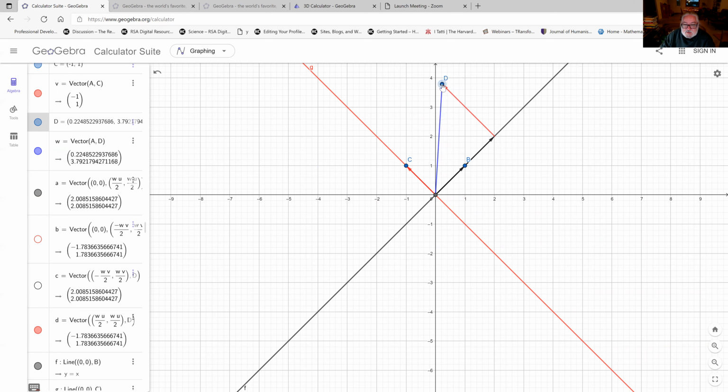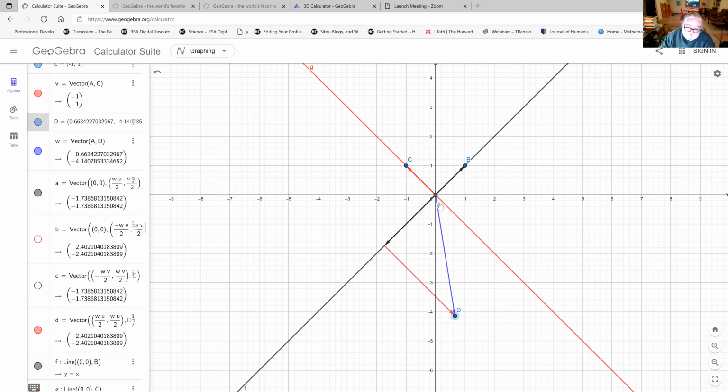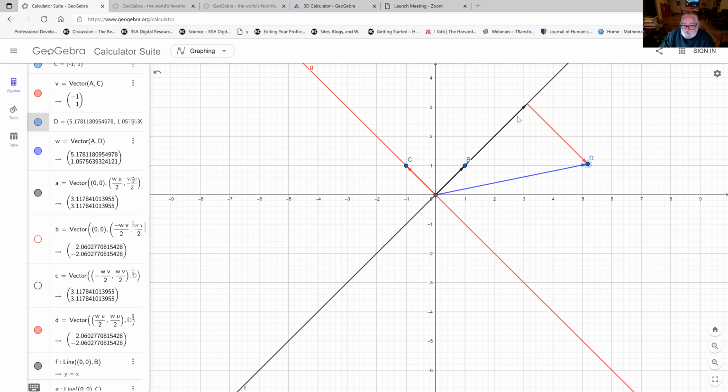And interestingly enough, if D is up in this upper quadrant, then both K1 and K2 are positive. From down here, the black vector is opposite to its original direction, and so that K1 is negative, but the K2 for the red vector is positive. Down here, both the K1 for the black vector and the K2 for the red vector are negative. And out here, the black vector is multiplied by a positive constant, but the red vector is multiplied by a negative constant.